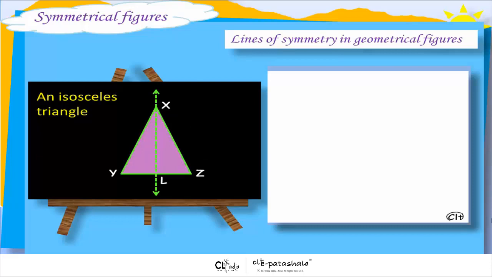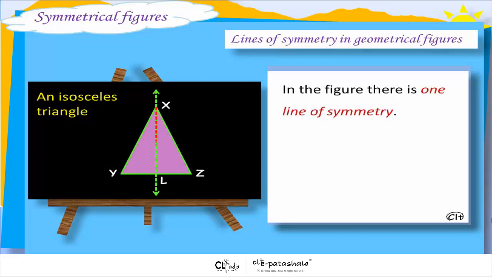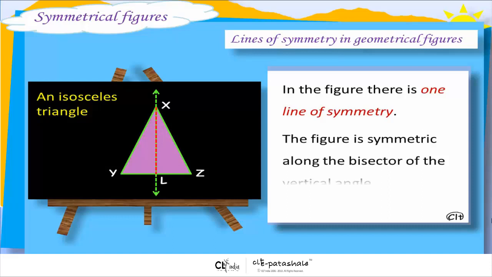An isosceles triangle. In the figure there is one line of symmetry. The figure is symmetric along the bisector of vertical angle. The median is XL.